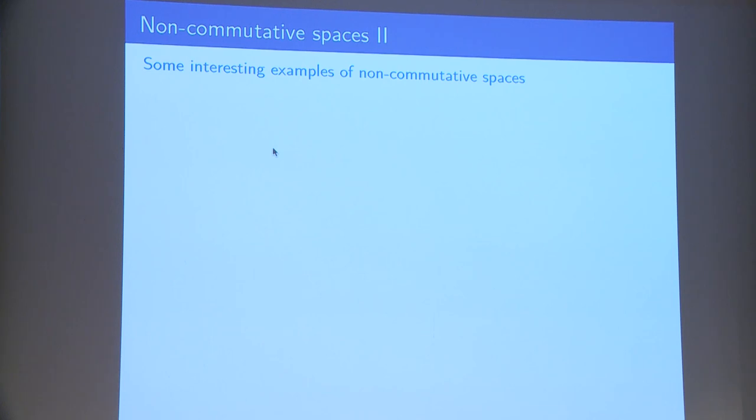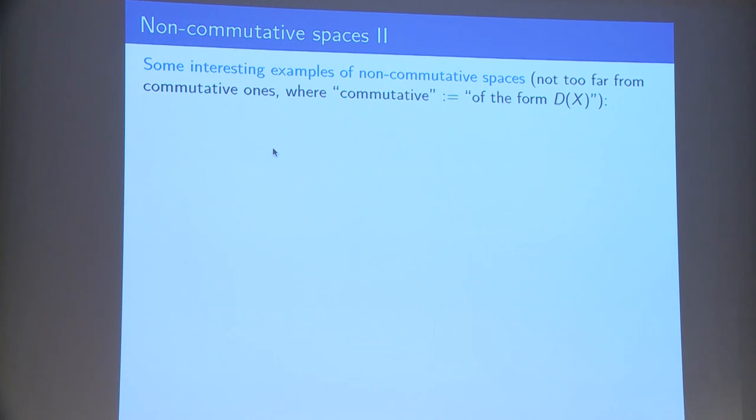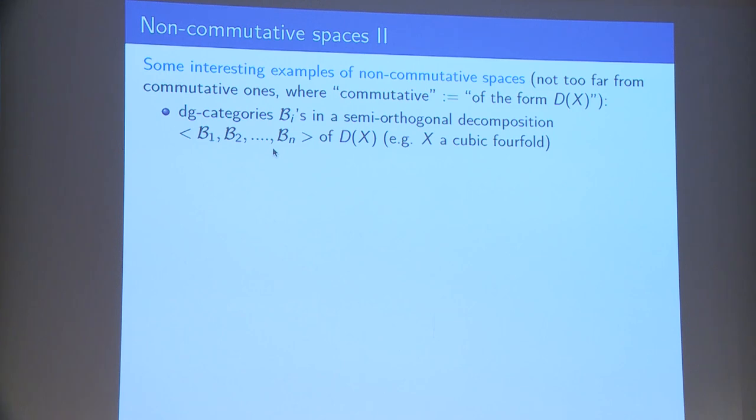Let me give some interesting examples of non-commutative spaces which are not too far from commutative ones. Commutative means of the form D(X), where X is a variety, but these are still not of the form D(X). For example, when you have a semi-orthogonal decomposition of the derived category of a variety, each piece B_1, B_2, ..., B_n is a non-commutative space, but in general it's not of the kind D of something. For example, in any cubic fourfold, there is always something which looks like a K3, but it's not always a K3.